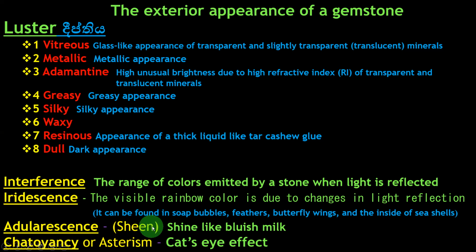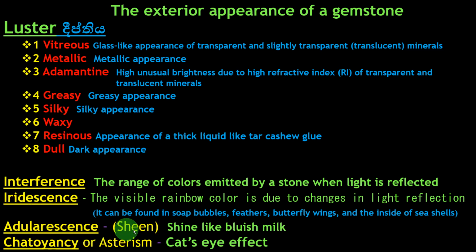We need more things: interference, iridescence, adularescence, chatoyancy. We need to understand this. Interference is the range of colors emitted by a stone when light is reflected. That is called interference. Iridescence is the visible rainbow color due to changes in light reflection. It can be found in soap bubbles, feathers, butterfly wings, and the inside of seashells. It is called iridescence. Very useful.